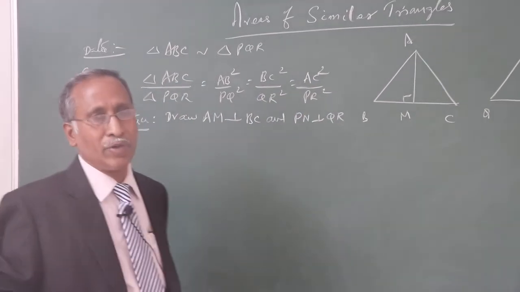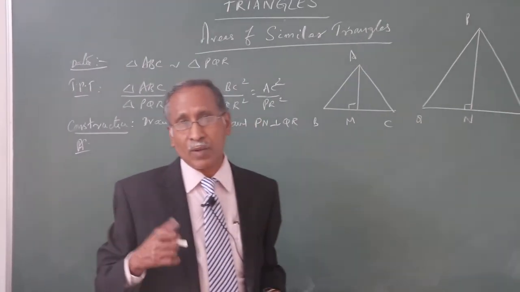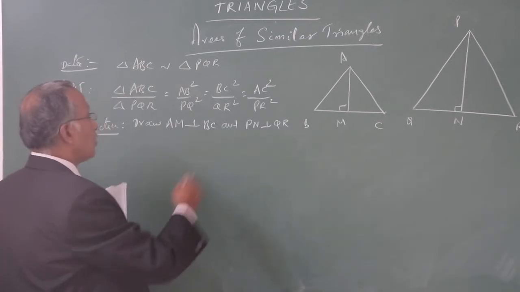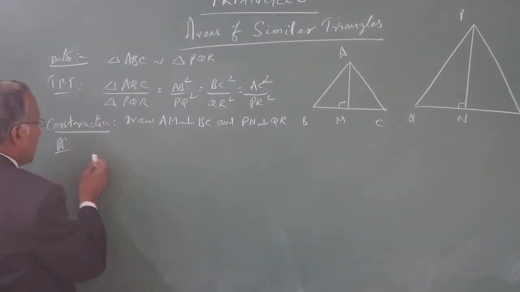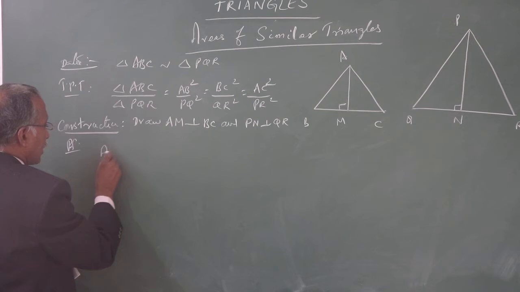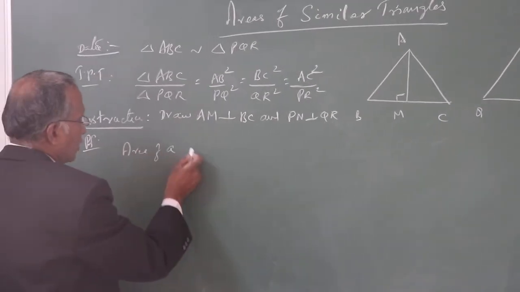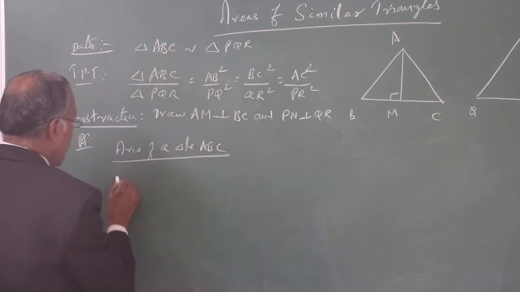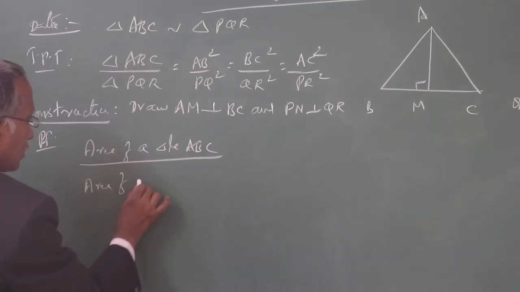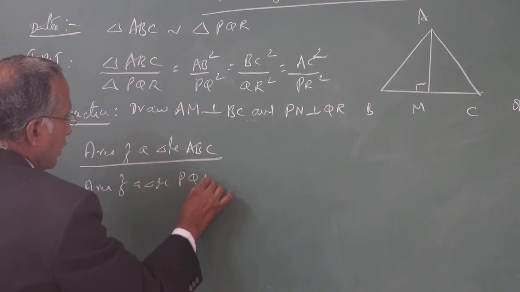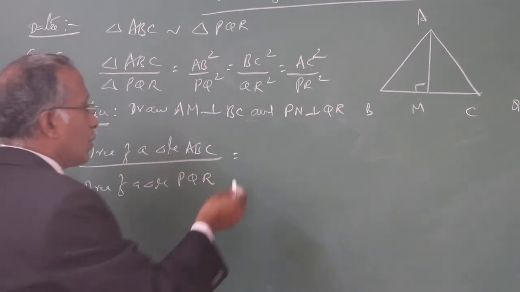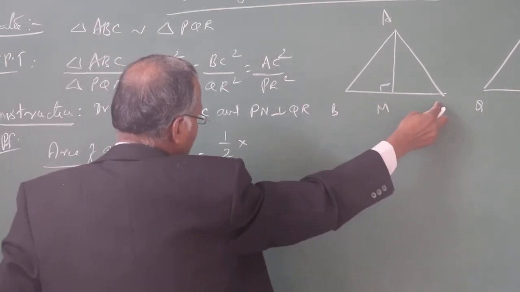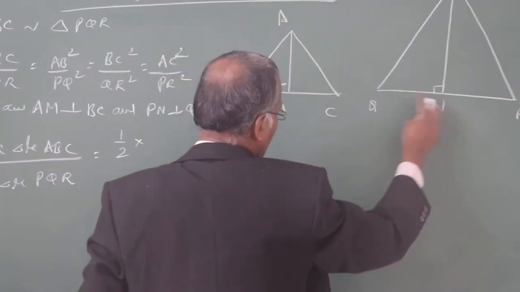Let us see. We know very well that the formula to find the area of the triangle is half into base into height. We have to do the sums here now. Look at this now. How do we have to go for that? Yes. Here, area of triangle ABC by area of triangle PQR is equal to, as per the formula, half into base into height. Here AM is perpendicular to base BC. Here PN is perpendicular to base QR.